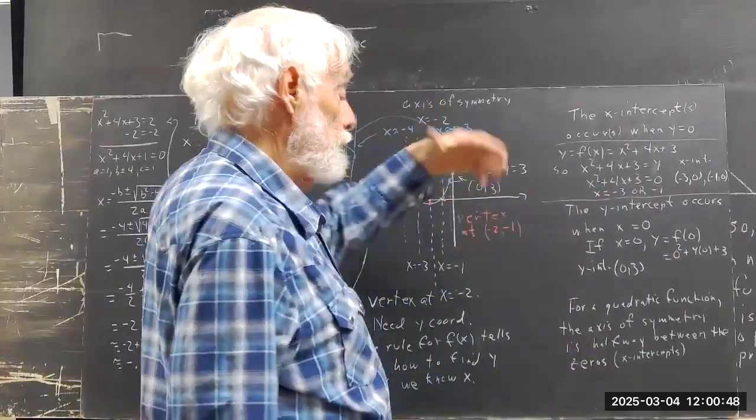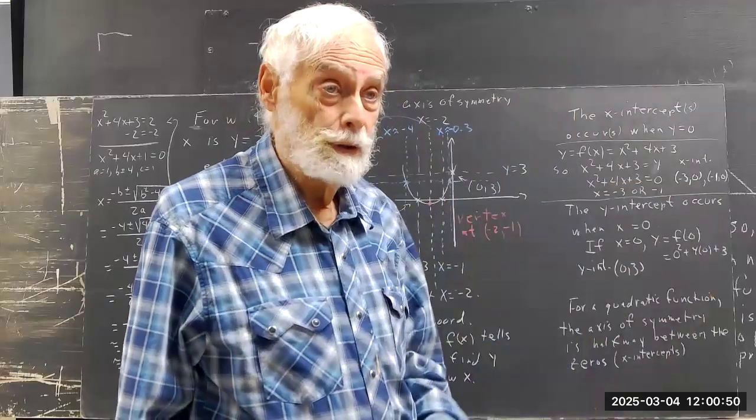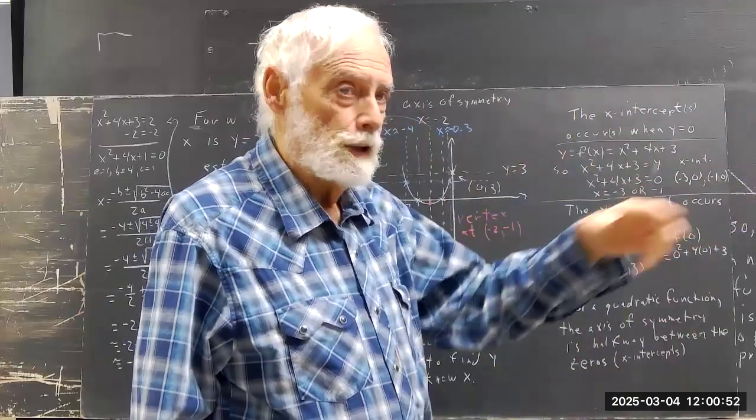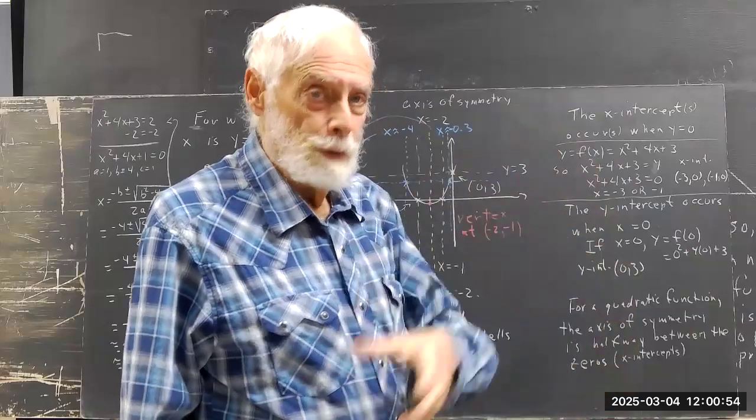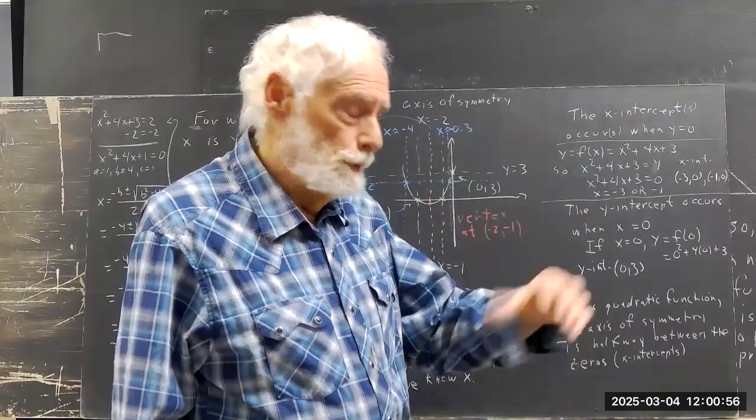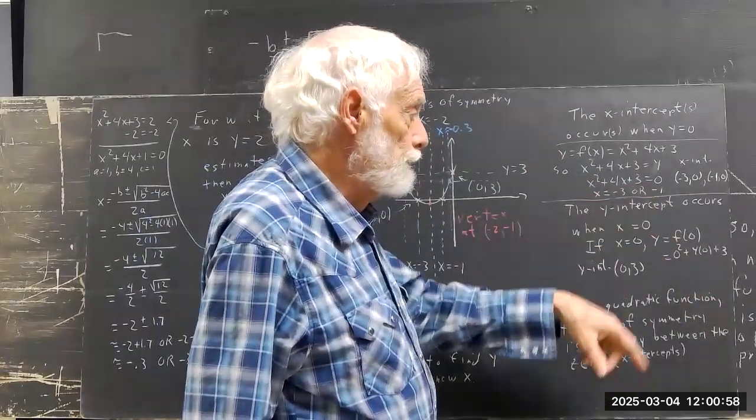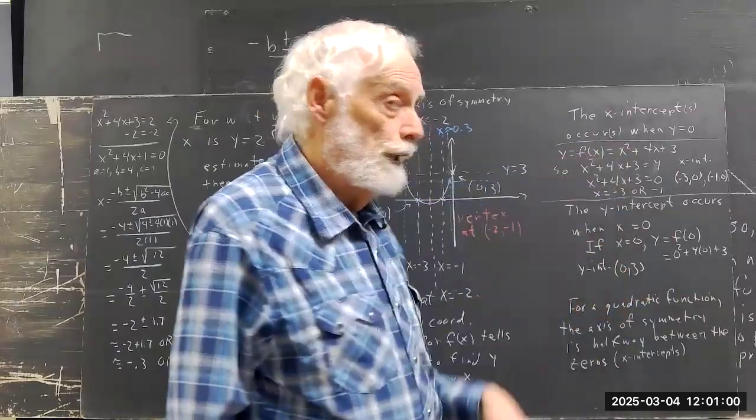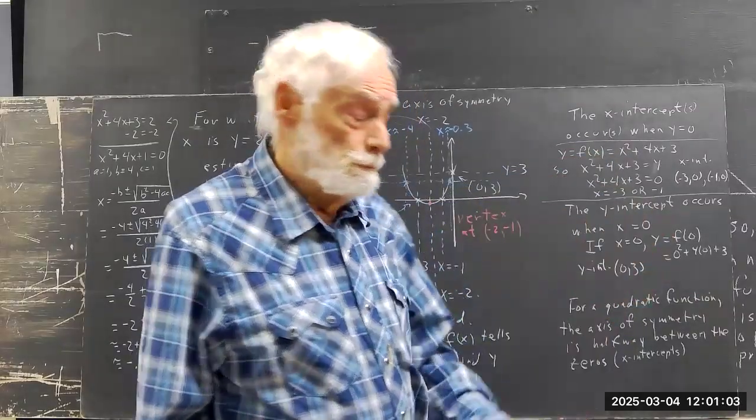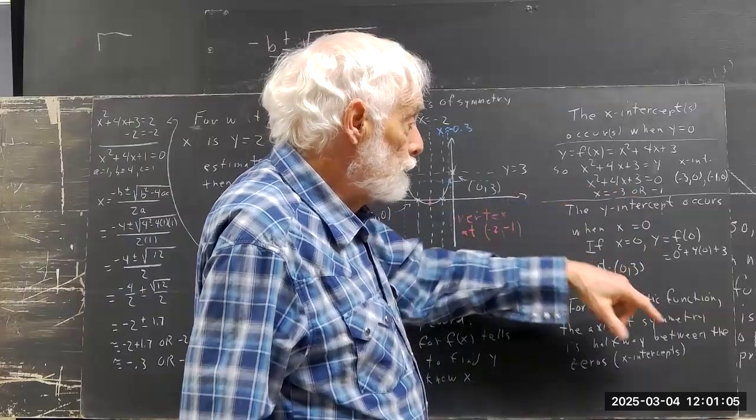You could also factor that into x plus 3 times x plus 1 equals 0. X plus 3 is 0 if x is -3, etc. And you still get the same numbers because this one actually factors. Usually they don't.